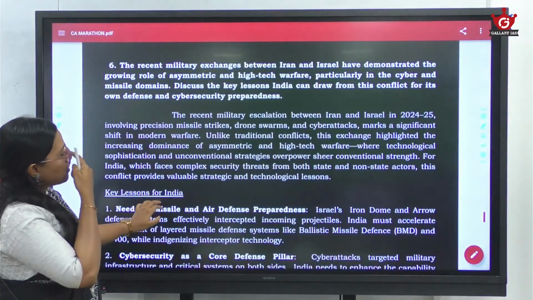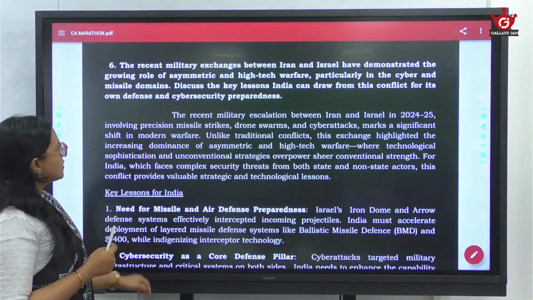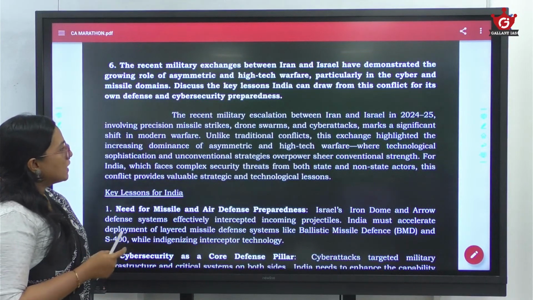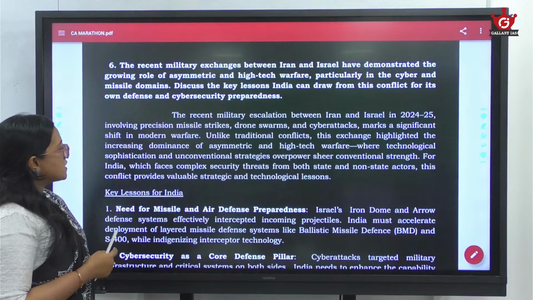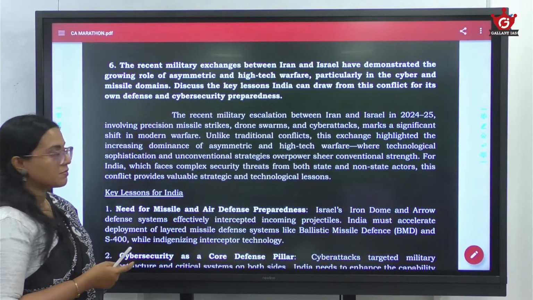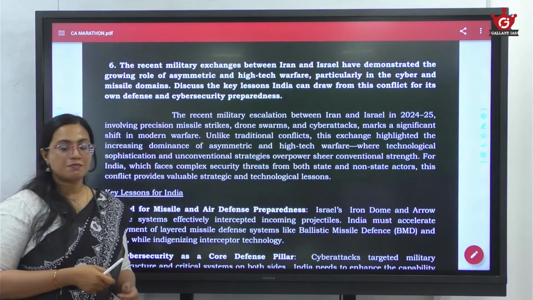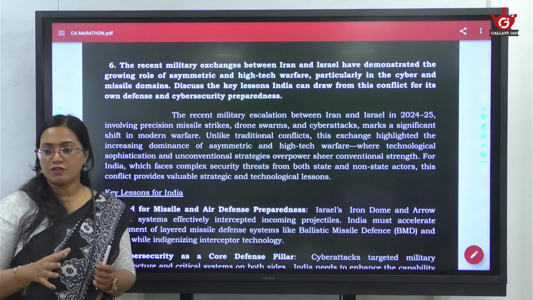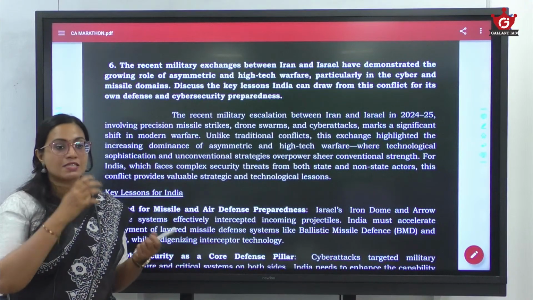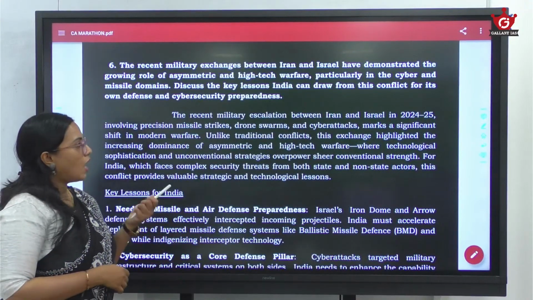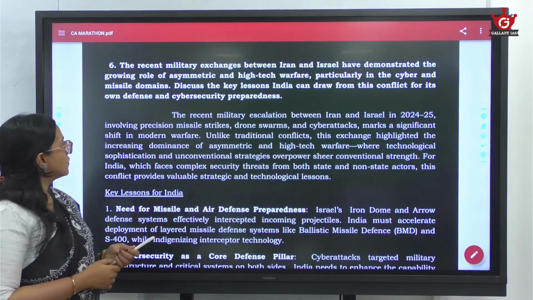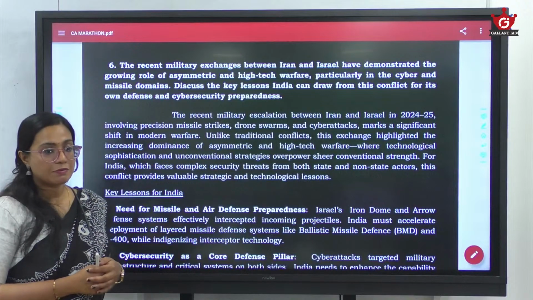Recent military exchanges between Israel and Iran have demonstrated the growing role of asymmetric and high-tech warfare, particularly in the cyber and missile domains. Discuss the key lessons India can draw from this conflict for its own defense and cyber security preparedness. So this is basically India, Israel and all the foreign relations come part of the GS2 paper, but in GS3 it talks about the cyber security. Okay, what lessons India can actually draw from this conflict for its own defense and cyber security preparedness.